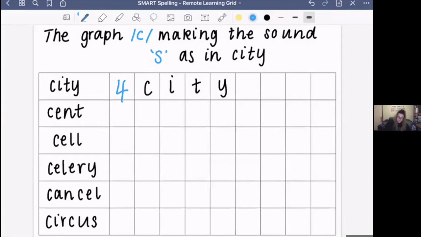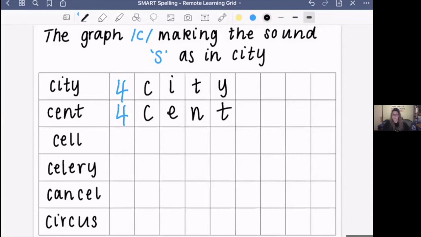There are 4 sounds in the word cent. The letters in the word cent are C, E, N, T. If you had to remember how to spell this word, what might be the tricky part to remember? Perhaps it is our graph C, making the sound S.